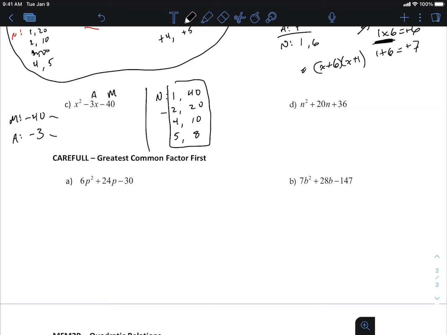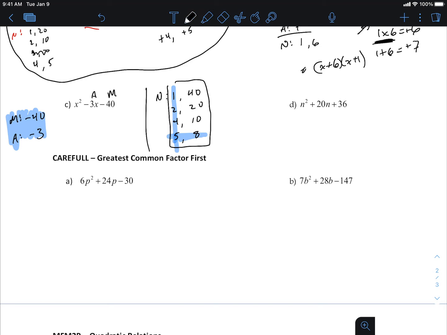2 and 20 give me a multiple of 40, but they don't really look close enough to give me an addition of -3, right? So I just keep my eye on this list over here as I'm going through these, and I'm seeing if there's a combination. As soon as I hit 5 and 8, I was like, okay, well, that looks okay. Like I could work with it almost, right?